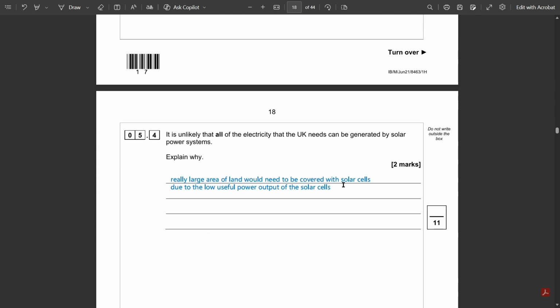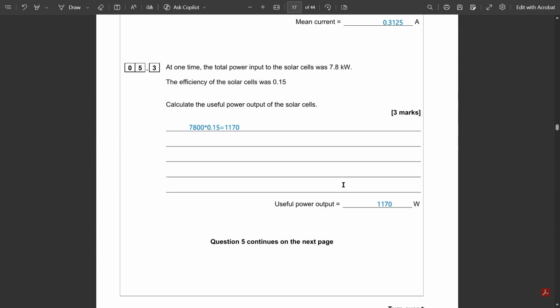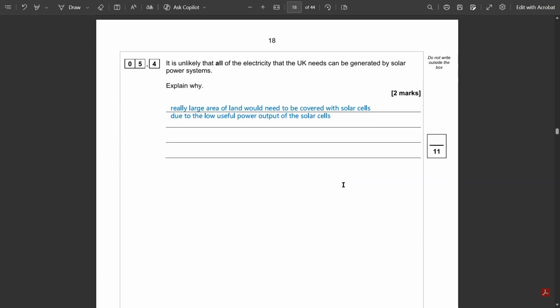It is unlikely that all of the electricity that the UK needs can be generated by solar power systems. Explain why. That's because a really large area of land would be needed to cover with solar cells due to the low useful power output of solar cells, because it only has an efficiency of 0.15. You have to cover a lot of area.